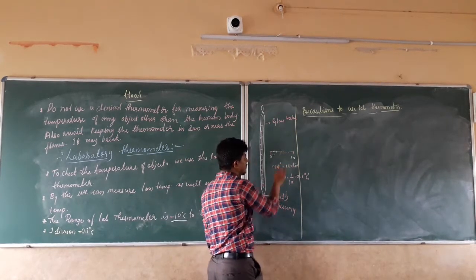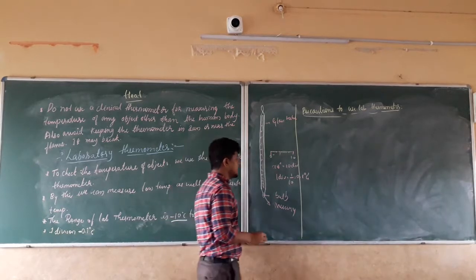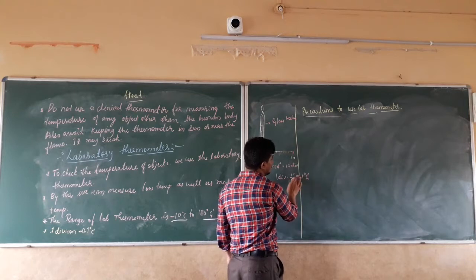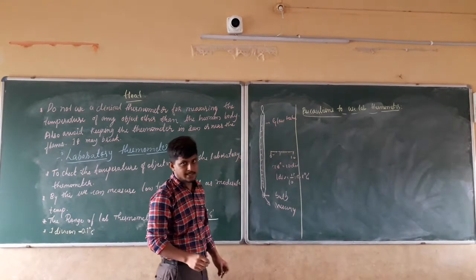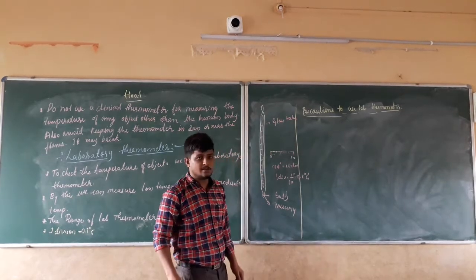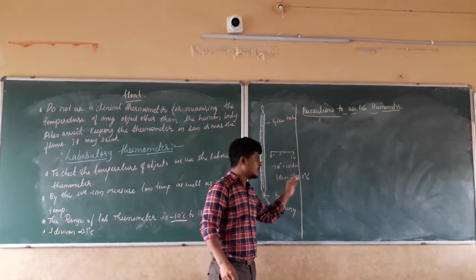10 degrees Celsius equal to 10 divisions. Therefore, 1 division equal to 10 divided by 10 equal to 1 degree Celsius. That means how many divisions does the laboratory thermometer have? 1 division equal to 1 degree Celsius.